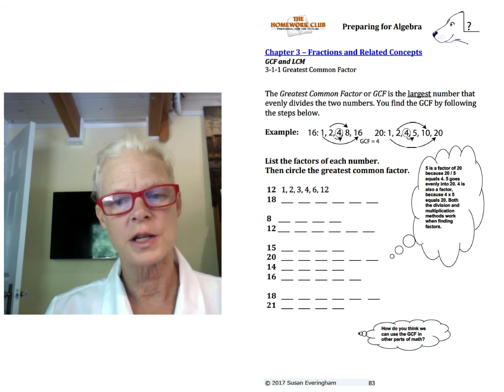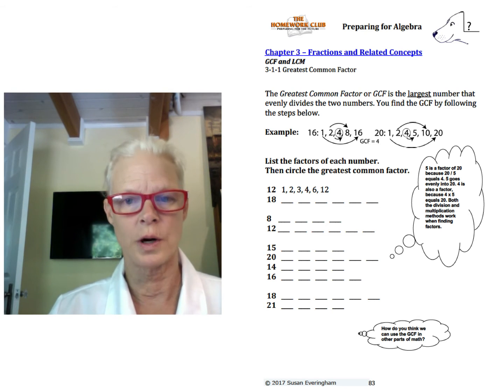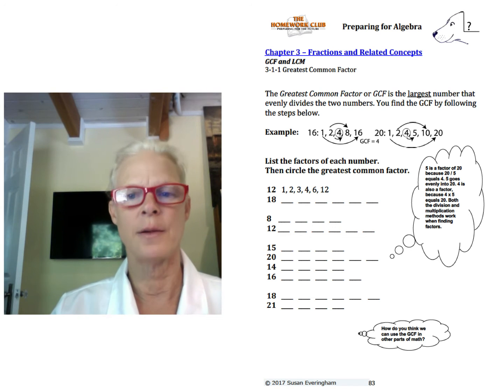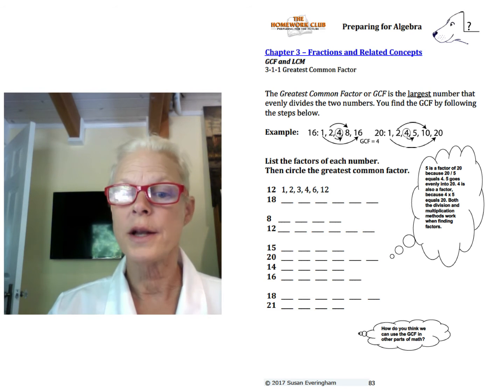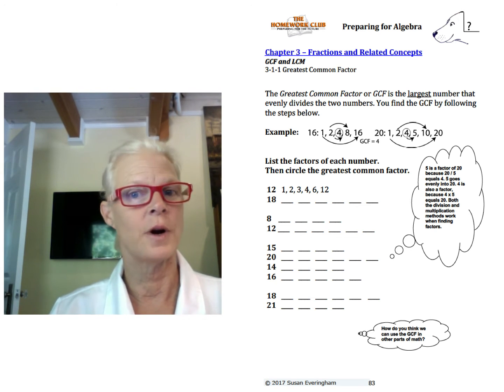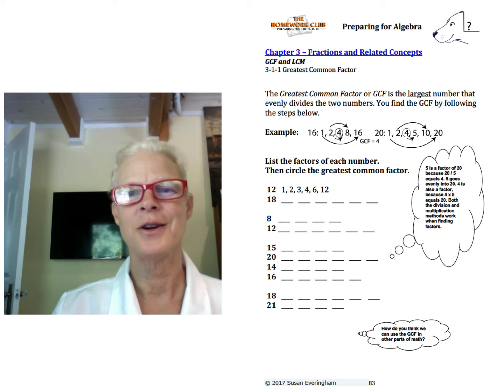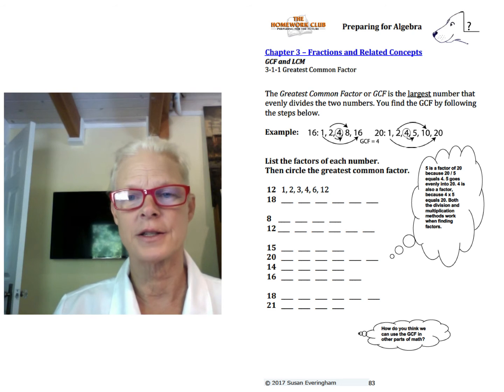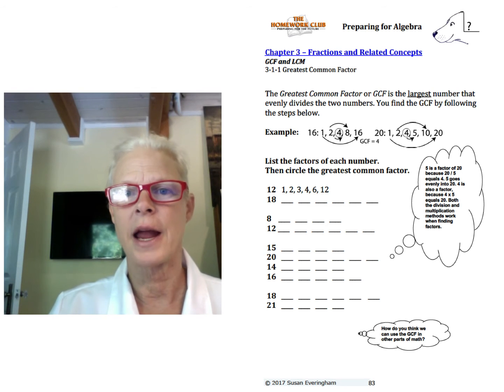Now, in the bubble it also says the division method also works, which is if you take 20 and divide it by 10, you'll get 2. Divide by 5, you'll get 4. The bubble at the bottom asks you a question as usual. What do you think we can use the GCF for in other parts of math? You might want to say simplification or reducing fractions, all very good answers. Okay, so we're on to page 84 next.